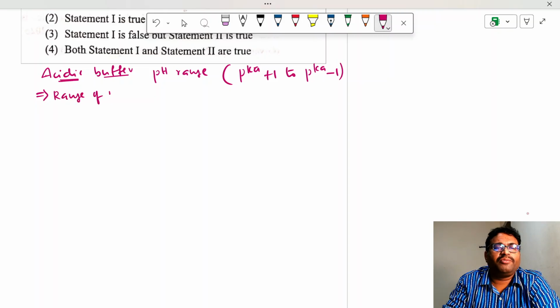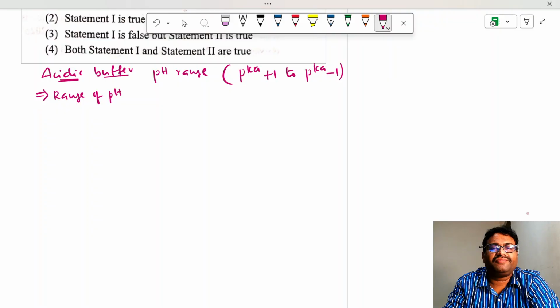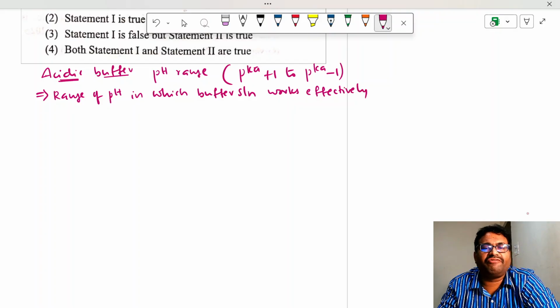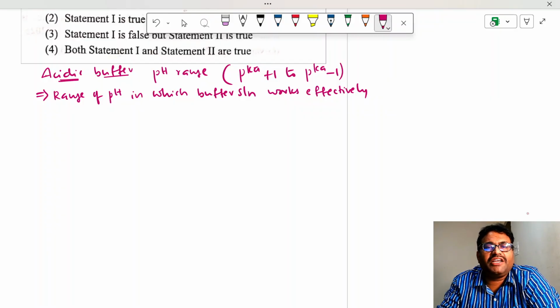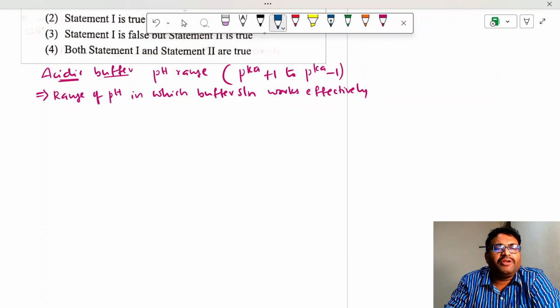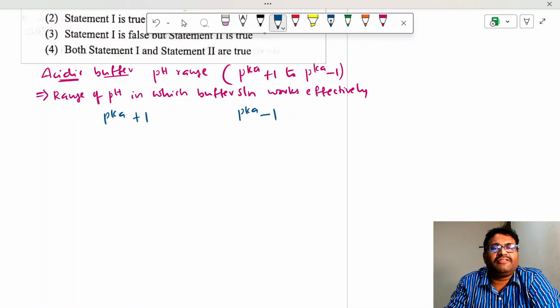Range of pH in which the buffer solution works effectively. What is the meaning of this buffer solution working effectively? The buffer solution works as a buffer solution. It will properly work as a buffer solution between this pH range. What is that pH range? pKa plus 1 to pKa minus 1.